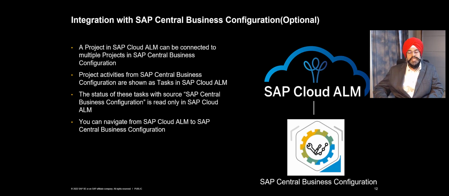That way, the project activities coming from SAP Central Business Configuration are replicated into SAP Cloud ALM as tasks with a dedicated source. The only thing you need to know is those tasks are set to read only in SAP Cloud ALM because the status of those project activities can only be changed on the SAP Central Business Configuration side.